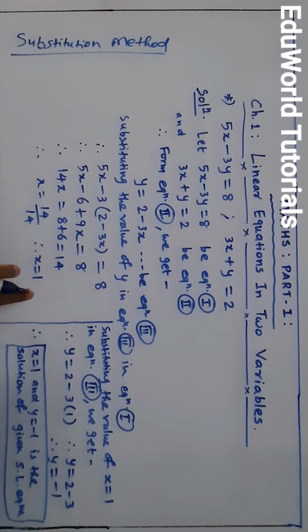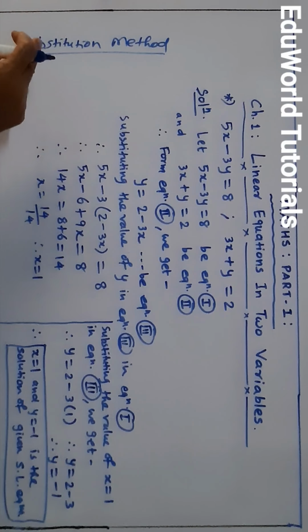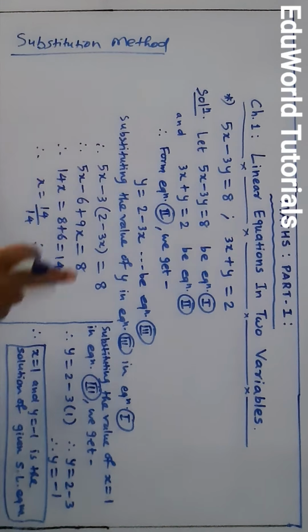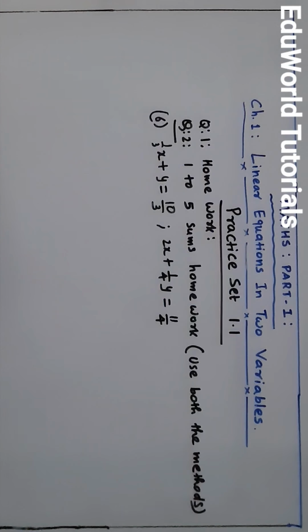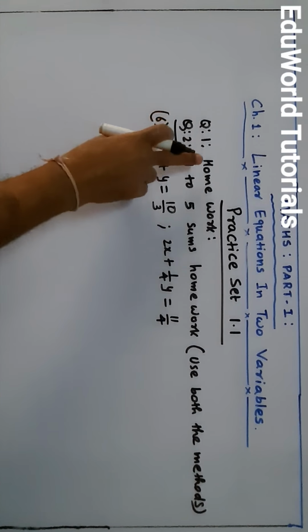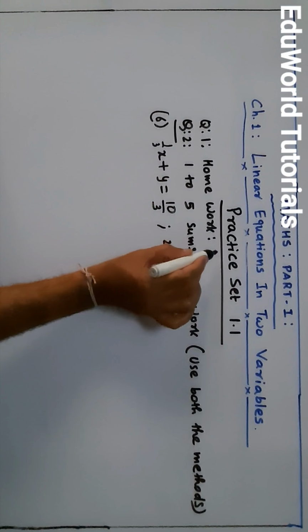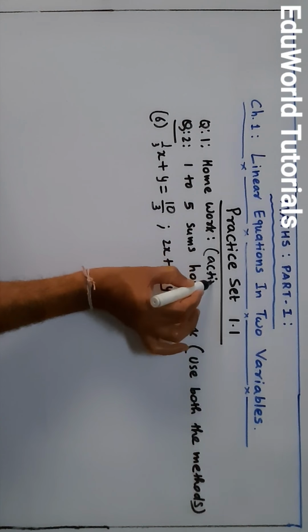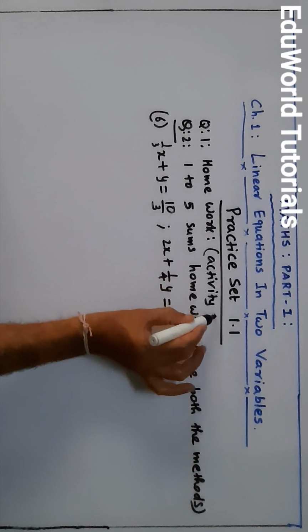Understand? So either you use the method of elimination by equating the coefficient, or the substitution method, you are going to get the same answer. These are the two methods you already studied in 9th standard. Now to start with this chapter, you must solve the first practice set, that is 1.1. So in practice set 1.1, the first sum is the homework sum, because it is the activity sum, right? Activity sum it is. We have to fill the blanks.